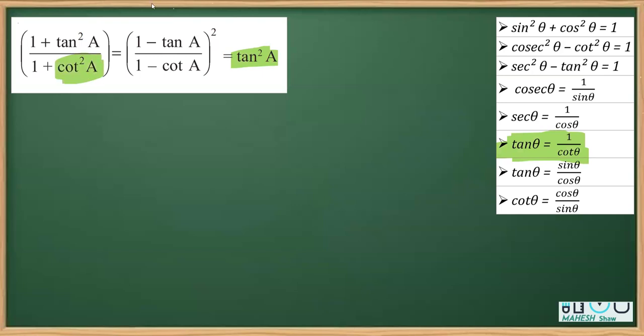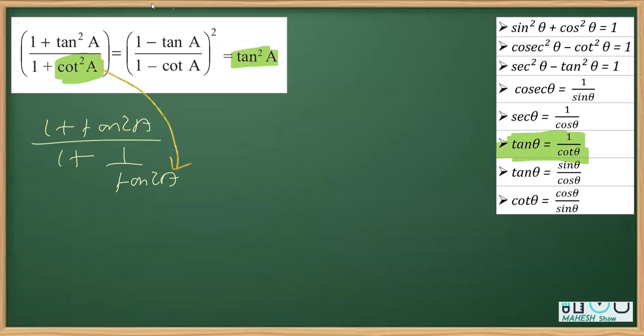I'm going to keep the 1 plus tan square A as it is, so 1 plus tan square A in the numerator is left. And I wrote cot square A as 1 over tan square A. That's what I did here. This is the only change I made, since cot square A is the reciprocal of tan square A.